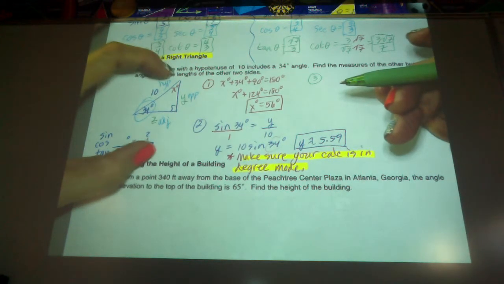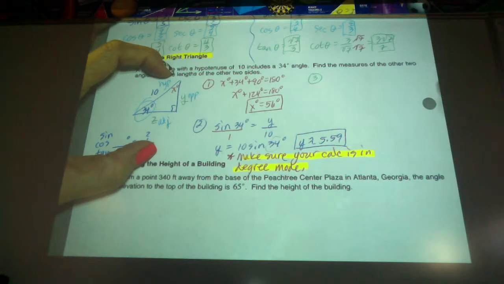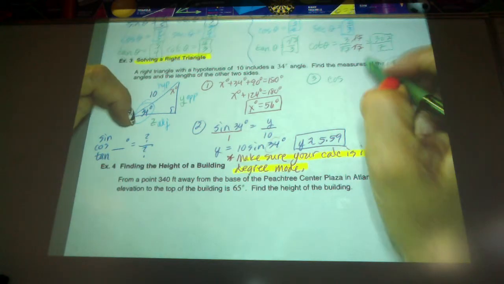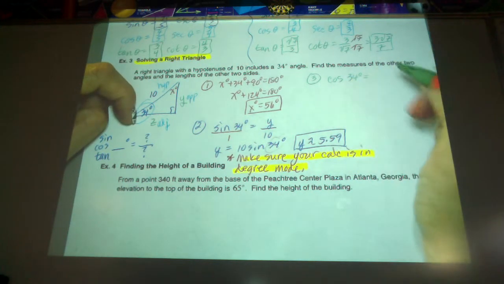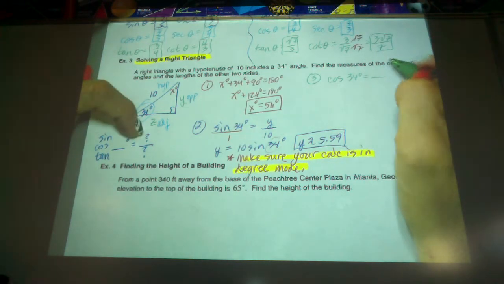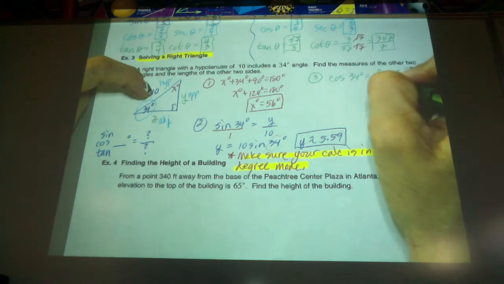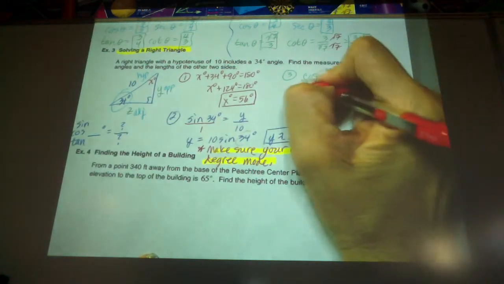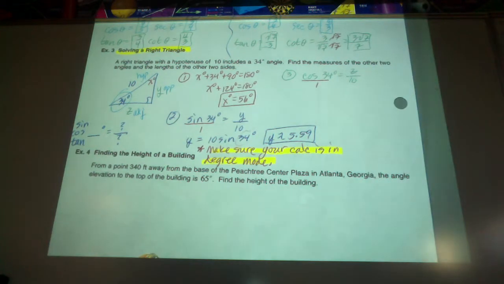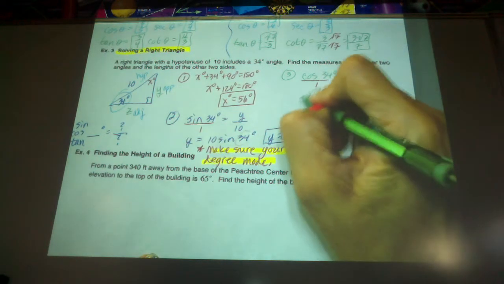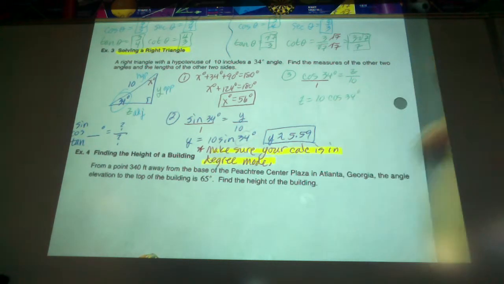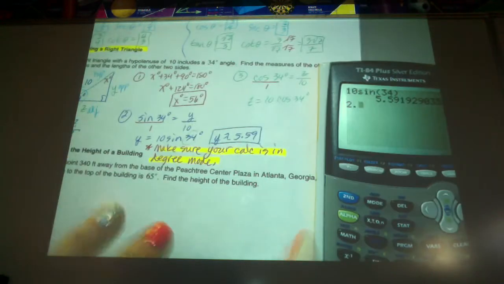So I would use these two, adjacent and hypotenuse. What trig function uses adjacent and hypotenuse? Cosine. So we're going to take the cosine of, I know my degree is 34 degrees, equals, my ratio is adjacent, which is z, over the hypotenuse, which is 10. So again, I'm going to turn this into a proportion. I'm going to cross multiply and solve. So 1 times z, so z equals 10 times the cosine of 34 degrees. So you should have already had your calculator in degrees.